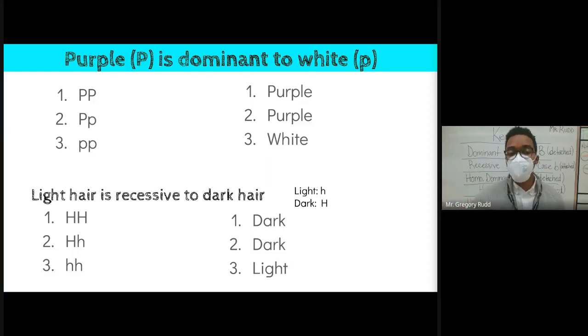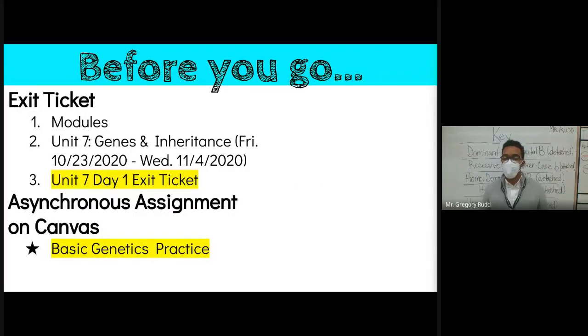The only way to get the recessive trait, which in this case is light hair, that's why it says light hair is recessive to dark hair, is if I am homozygous recessive. That's it. Because anytime there's a dominant allele present, I'm going to have the dominant trait. So in this case, I don't want any dominant alleles present. I just want to be homozygous recessive. That gives me the recessive trait. All right, a lot of phrases were just tossed out.